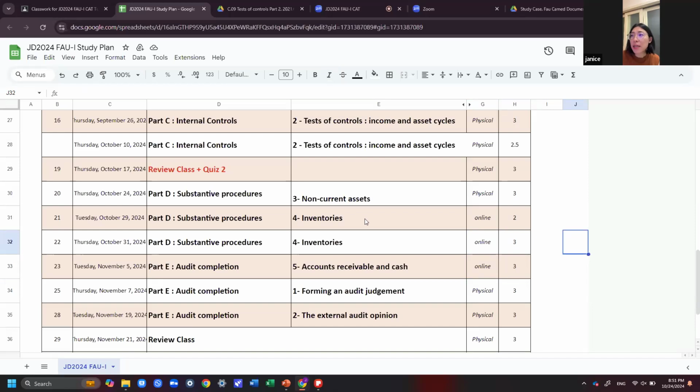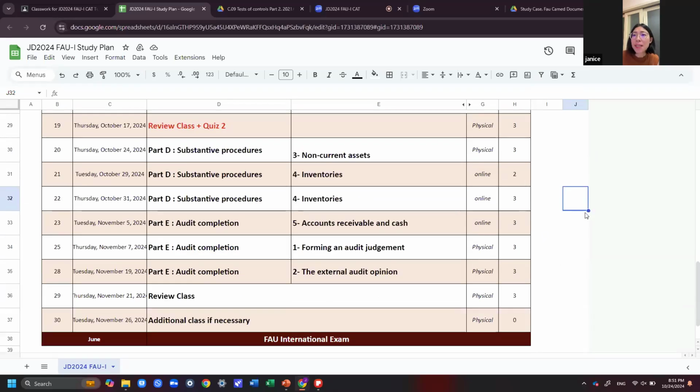Next week, hopefully, on Tuesday we'll do 2 hours, and Thursday we'll do the regular 3-hour class. The week after, on Tuesday and Thursday, we'll have two different topics: accounts receivable, and then audit completion. It will be 3 hours each. However, for the next 3 weeks, we're going to have to work a bit harder together. We're going to mostly have 3-hour classes on Tuesday and Thursday.